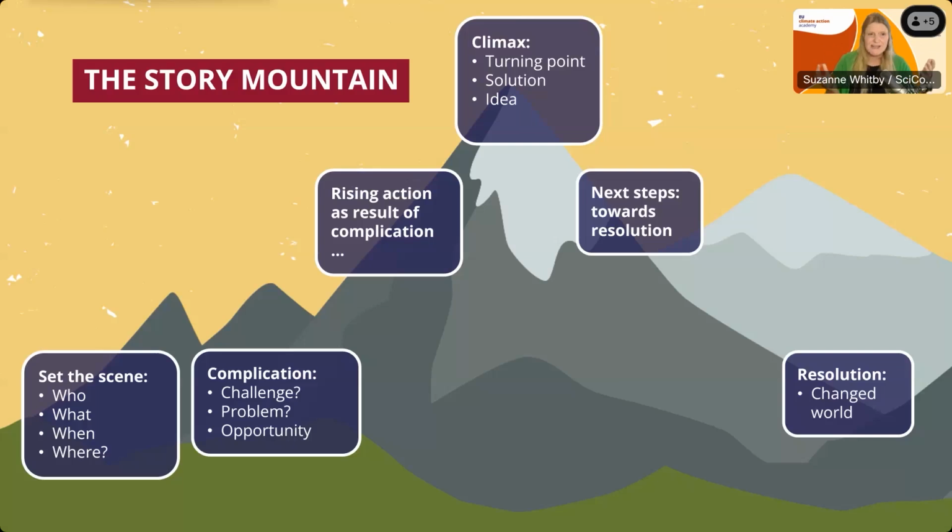Then we're thinking about the complication. What challenge or problem or opportunity arises? And then we've got this rising action. So stuff that happens that's going to get us to the climax, that's going to act as a turning point, that's going to allow us to take steps down to our resolution.